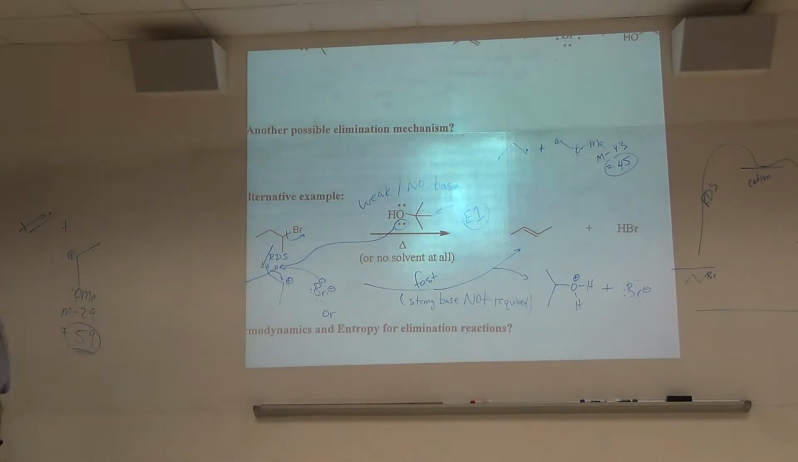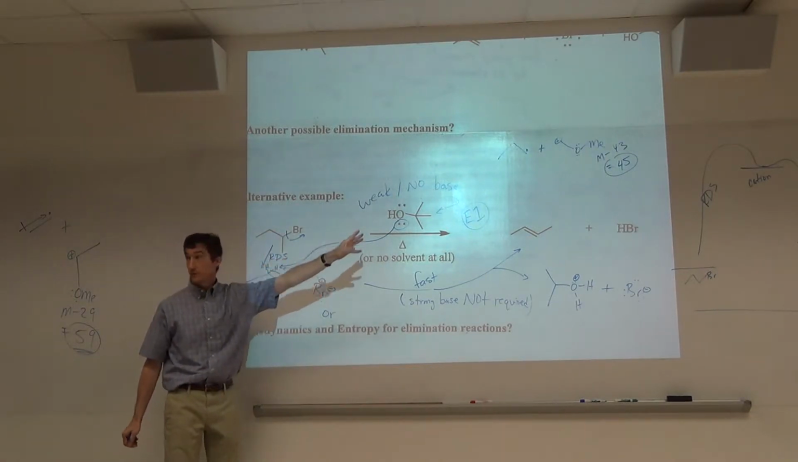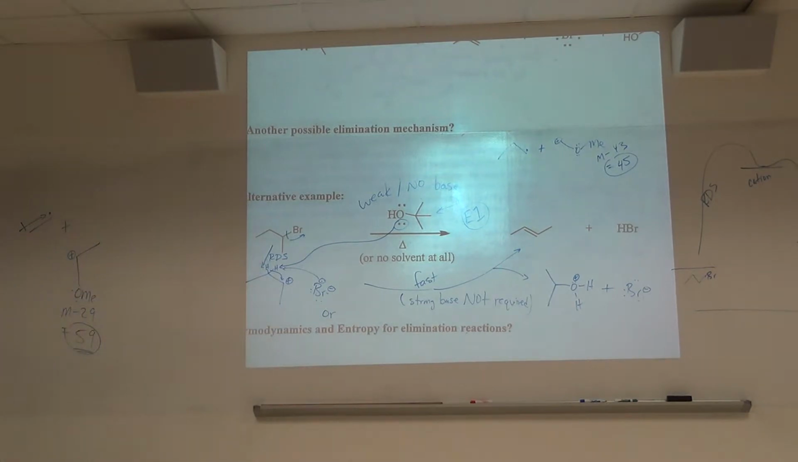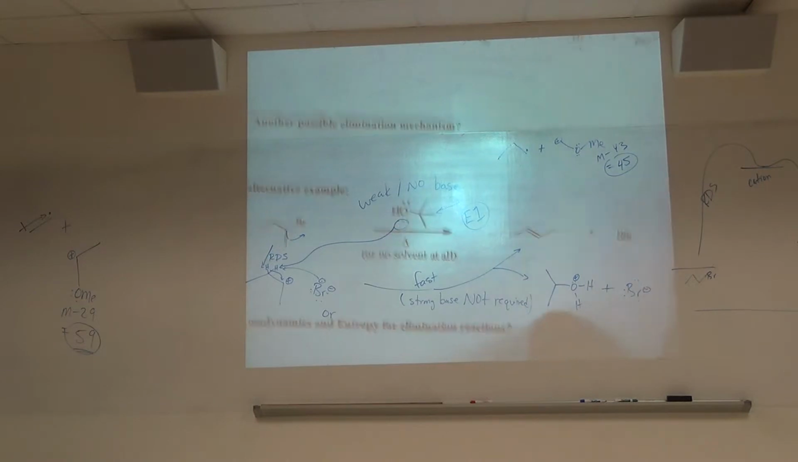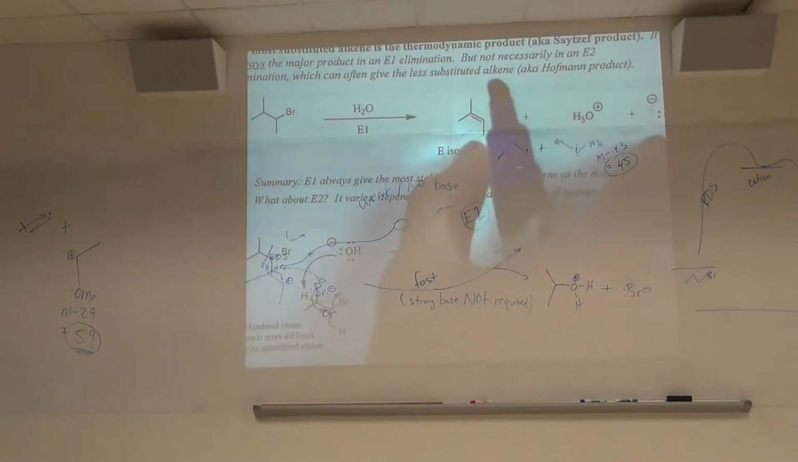Okay? If you just take this molecule and heat it up, maybe 200, 300 degrees, you're probably going to do this and start eliminating HBr by ionizing. Okay, different things to consider with this reaction.